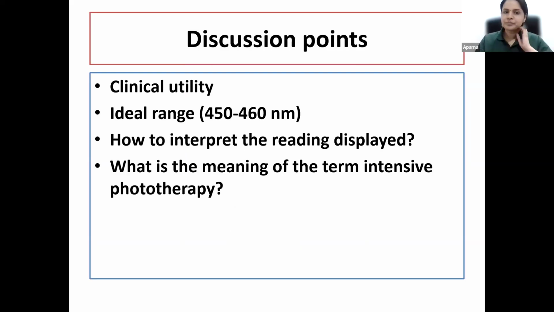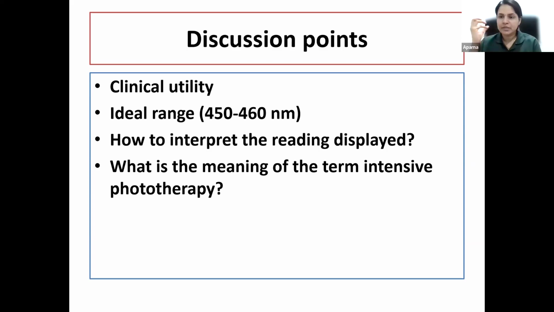Now that's the flux meter. The clinical utility of a flux meter is to measure the irradiance that is being delivered during phototherapy. The ideal range of spectral irradiance while giving phototherapy is between 450 to 460 nanometer, and we must be giving a spectral power or spectral irradiance of at least 30 microwatt per centimeter square per nanometer of this wavelength range in order to achieve intensive phototherapy. Now, how do we interpret the reading that is displayed?